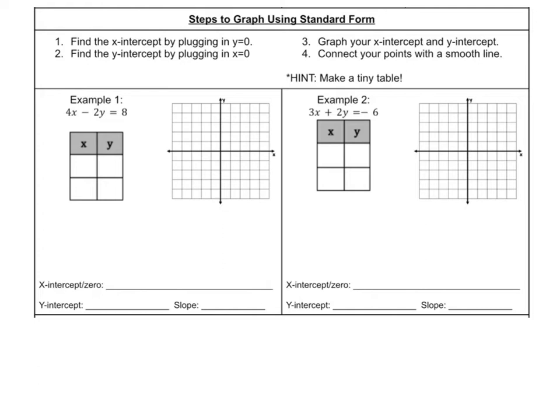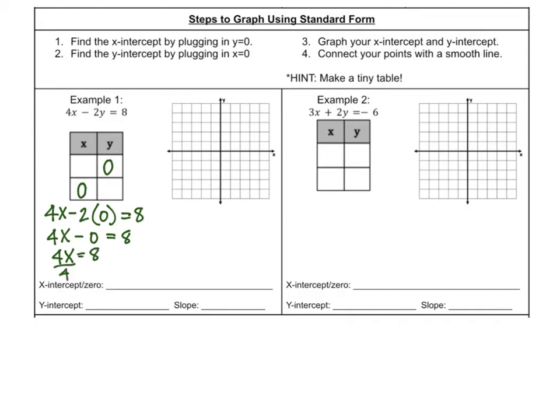If we're looking to find the x-intercept first, I need y to be 0. And then I'm also going to look for my y-intercept, which is when x is 0. This tiny table helps me make sure that I'm plugging in the right values. So I take my equation, 4x minus 2y equals 8, and instead of y, I plug in 0. So minus 2 times 0 equals 8. That leaves me with 4x minus 0, because negative 2 times 0 is 0, equals 8. So I'm looking at 4x equals 8.